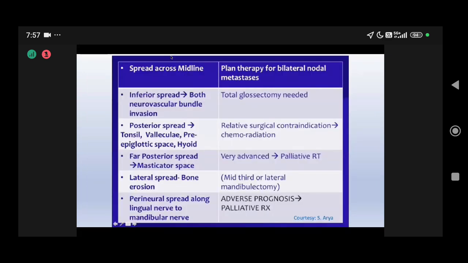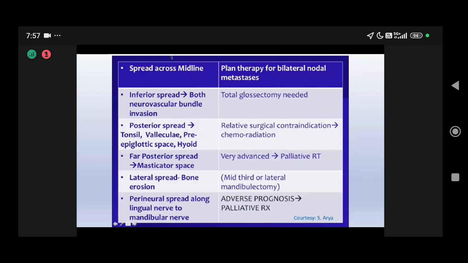So according to the spread of the tumor, you can plan your therapy. If there is a spread of tumor across the midline, you have to plan the therapy to address the bilateral neck nodes. The inferior spread of the tumor to both neurovascular bundles may need a total glossectomy. The posterior spread towards tonsil, vallecula, pre-epiglottic space, or hyoid is a relative surgical contraindication, and you may think of chemoradiation. A far posterior spread in the masticatory space can make it a very advanced and palliative case.